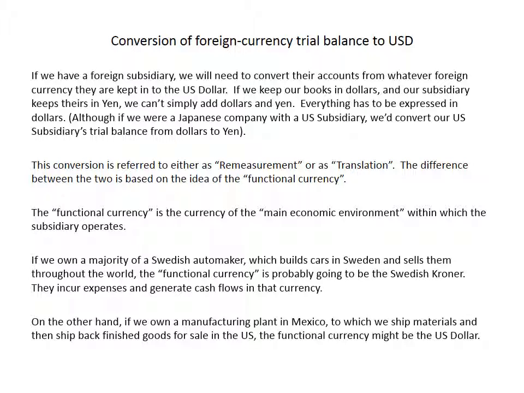On the other hand, if we own a manufacturing plant in Mexico and we ship raw materials and components over the border into Mexico, get them assembled into finished goods at a lower labor cost, and then ship them back into the US for sale or distribution, then the functional currency might be the US dollar. In the majority of cases, corporations are going to be dealing with cases where the functional currency is the local currency, and so we're going to be dealing with cases of translation instead.